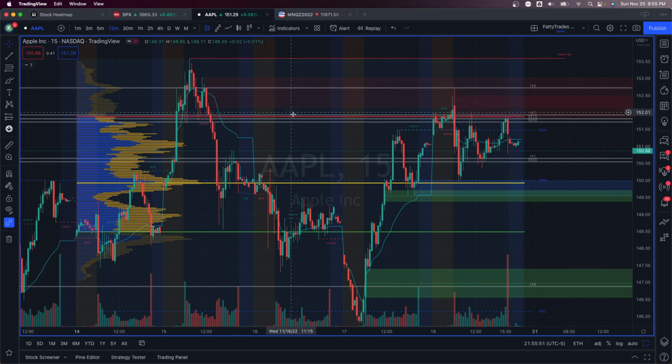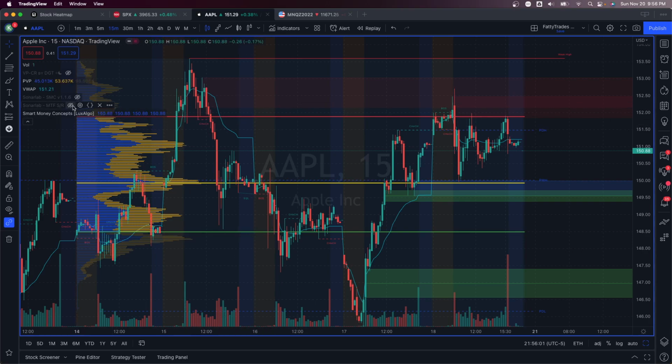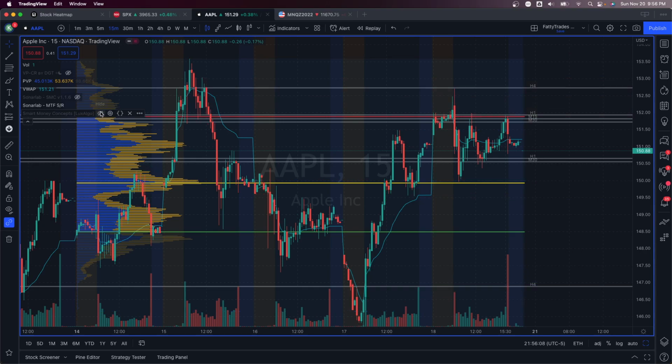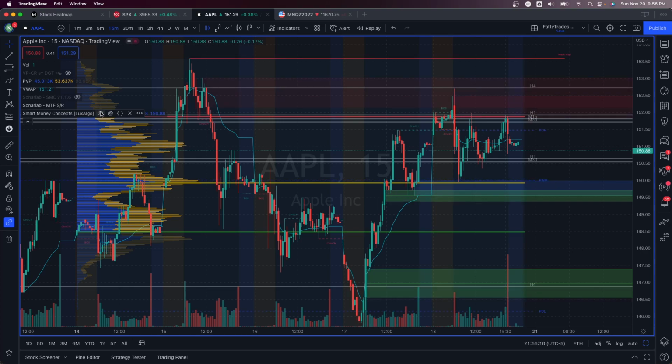One thing I always do is look at the chart. Just to show what I'm using, I have periodic volume profile, I have the VWAP, I have Sonar Labs multi-time frame support and resistance, which is these gray levels you can see on my screen. And then I have the smart money concepts from Lex Algo, which is the free smart money concepts indicator. I do like Sonar Labs better, but I know a lot of people want to use smart money concepts indicators, and this is a fantastic free one if you don't want to pay for a premium one like Sonar Labs.